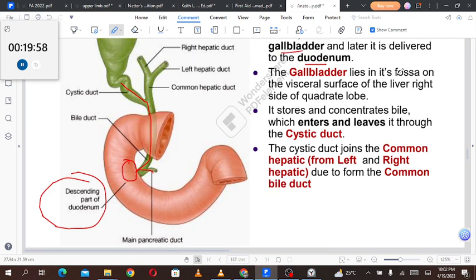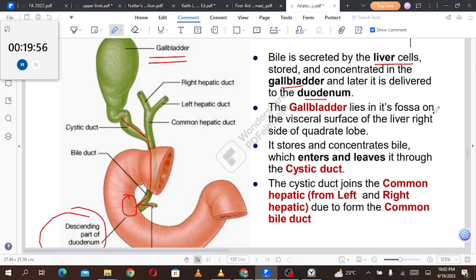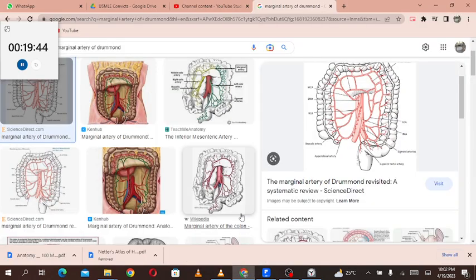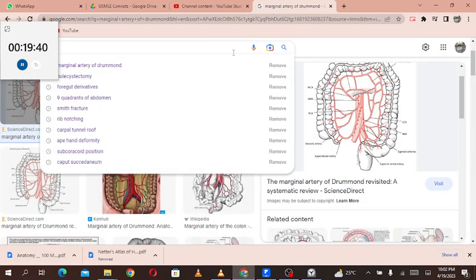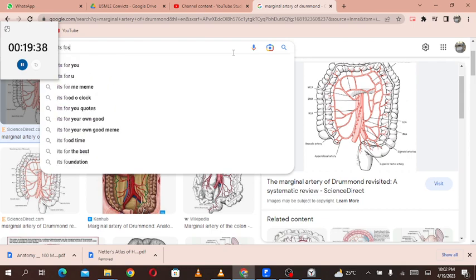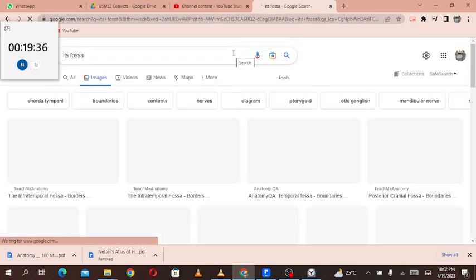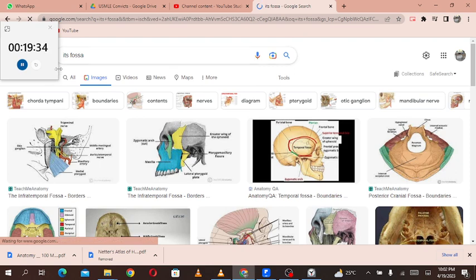The gallbladder lies in its fossa. What's that fossa? On the visceral surface of the liver, right side of the quadrate lobe. Let me see, its fossa. What's that? So the its fossa is a thing. It's a real thing.